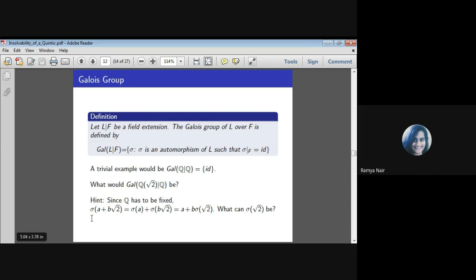So this is the hint. Since Q has to be fixed, you take any automorphism and you look at the image of this element. A and b are both rational numbers, so they have to be fixed. So you just have to worry about where you can send square root of 2.